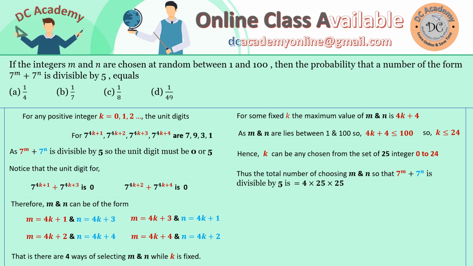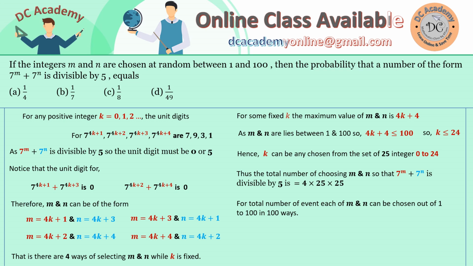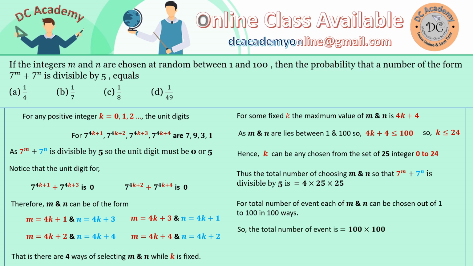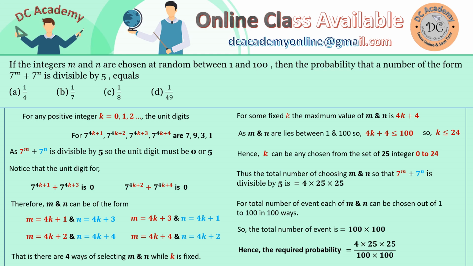Now we need to find the total number of events. To find the total number of events, it is obvious that each of m and n needs to be chosen in 100 ways. So the total number of events will be 100 cross 100. Therefore, the required probability will be 4 into 25 cross 25 divided by 100 cross 100, which is very easy, and you can simplify it as 1 by 4. And hence, for this problem, the correct option will be option A. And that's it. Hope you understood it.